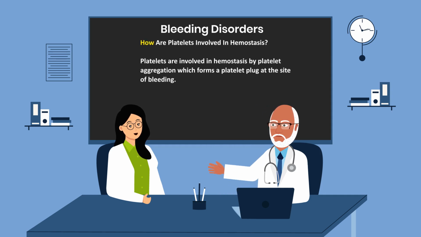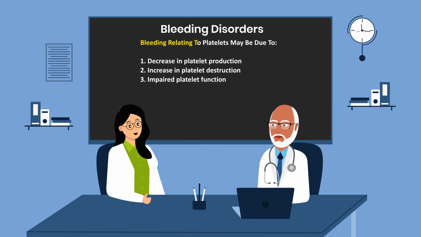The question is, how are platelets involved in hemostasis? Platelets are involved in hemostasis by platelet aggregation, which forms a platelet plug at the site of bleeding. Bleeding relating to platelets may be due to, number 1, decrease in platelet production, number 2, increase in platelet destruction, and number 3, impaired platelet function.